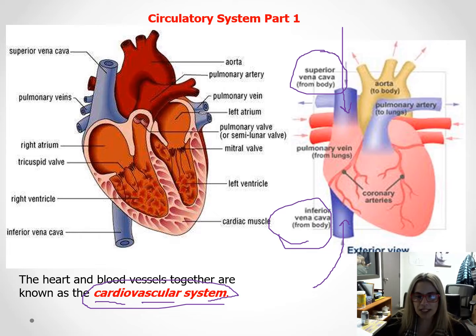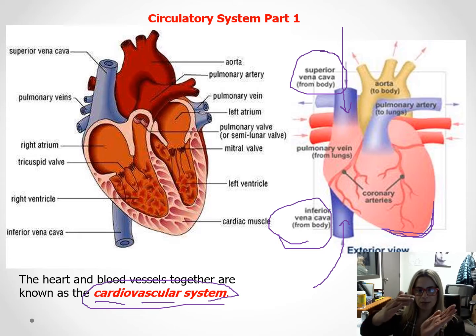Now you'll also notice this little point here, this is called the apex, and you can see that the heart almost points to the side. The apex is always slanted towards the left side of the heart. Now, that's not foolproof in terms of identifying the right and the left side of the heart. The vena cava in these types of diagrams is always the best way to identify.